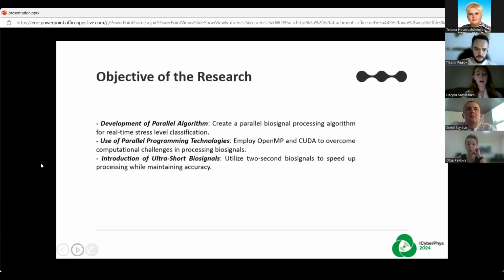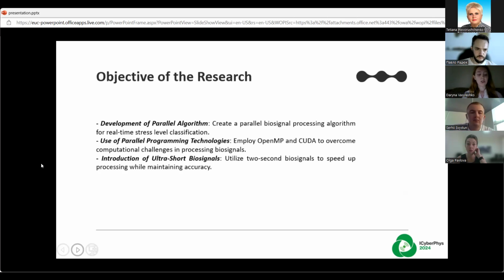So, summarizing everything you've heard so far, the primary objective of this research is to develop a parallel biosignal processing algorithm with a classification of human stress levels that can be implemented in a real-time automated system. This study focuses on utilizing parallel programming technologies such as OpenMP and CUDA to address the computational challenges inherent in processing physiological indicators like ECG, EMG, HR, respiratory rate, and GSR.